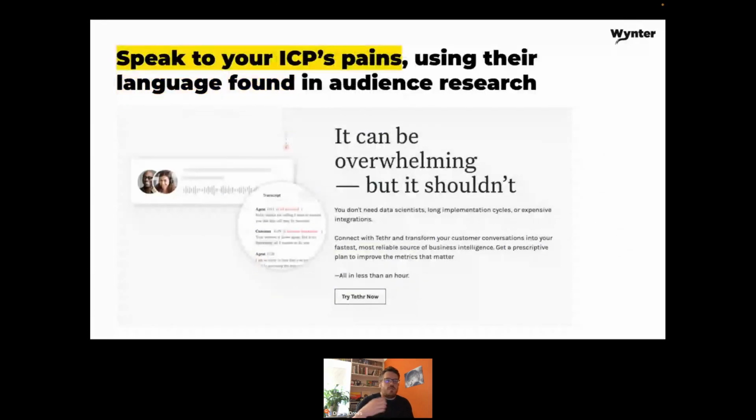When you're speaking in these sections, make sure you're speaking to your ICP's pains, right? This goes back to the other value prop that we had. Again, I don't know for sure, but I can see here that there's likely been some sort of research eliciting what the pains are, what the language is. Do I feel overwhelmed? What are the problems? Oh, I need data scientists, and it's a long implementation cycle and so forth, right? Speak to these pains that your audience might be having so they can relate to this, and continually create that value, showcasing that you understand their problems and you have the solutions.